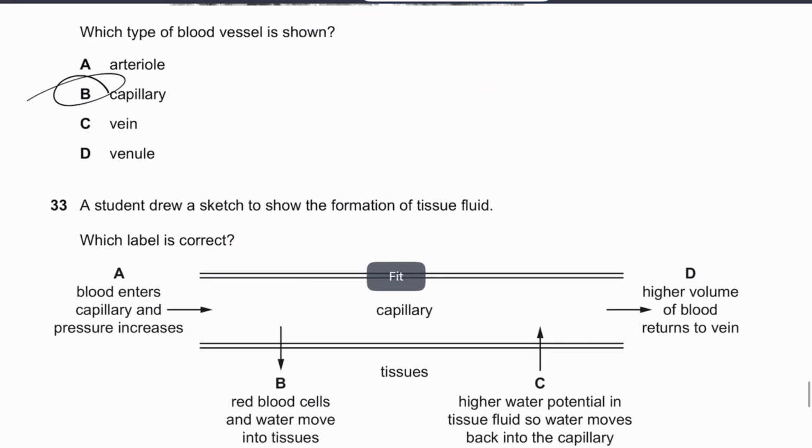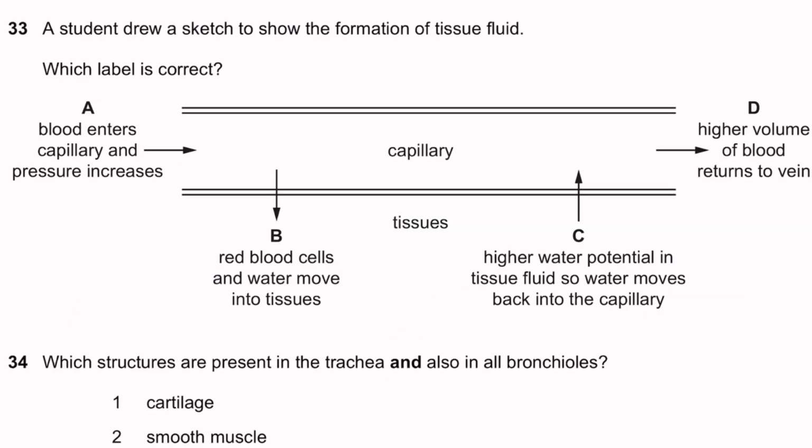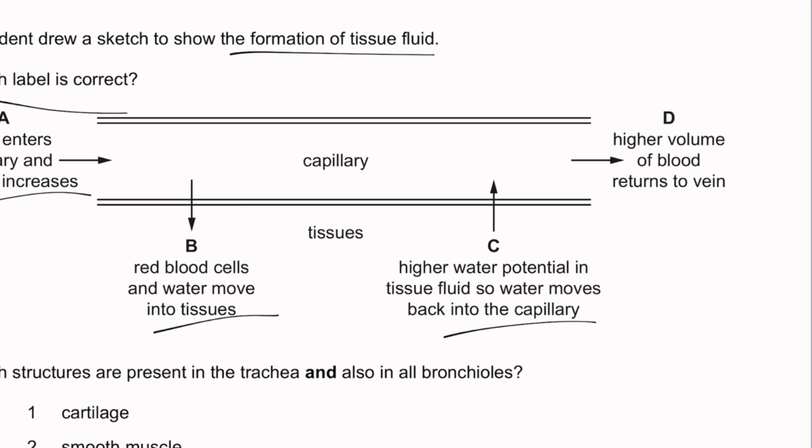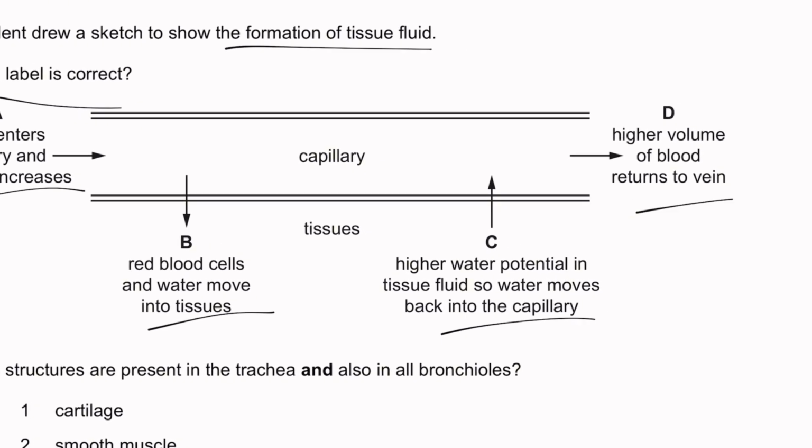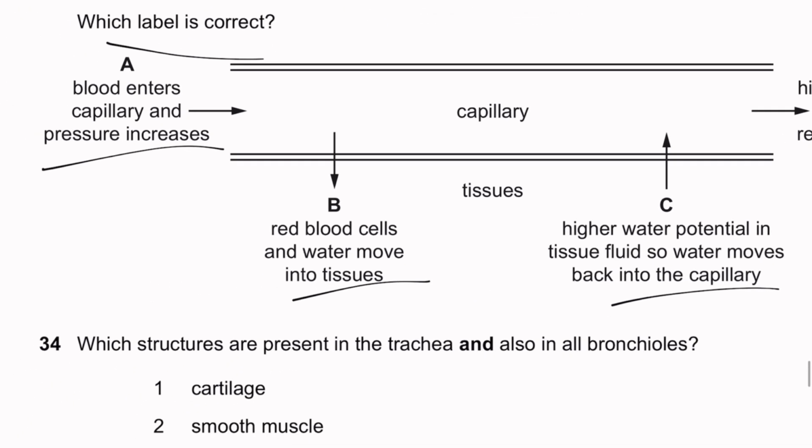Okay, B. A student drew a sketch to show the formation of tissue fluid. Which label is correct? Blood enters capillary and pressure increases. Red blood cells and water move into tissues. Higher water potential, so water moves back into the capillary. Higher volume of blood returns to vein. Okay, firstly, red blood cells do not leave the capillary. Red blood cells stay. So B is definitely wrong.